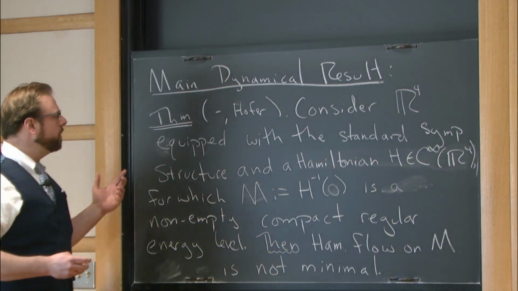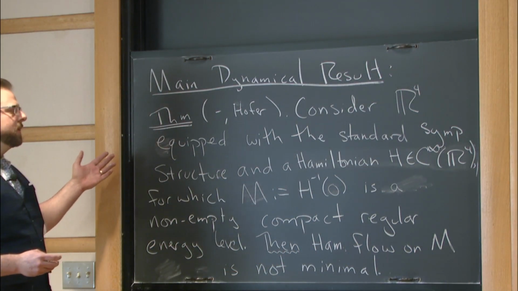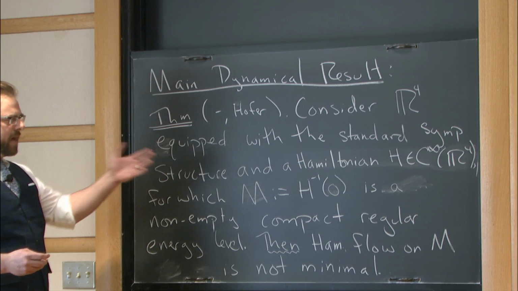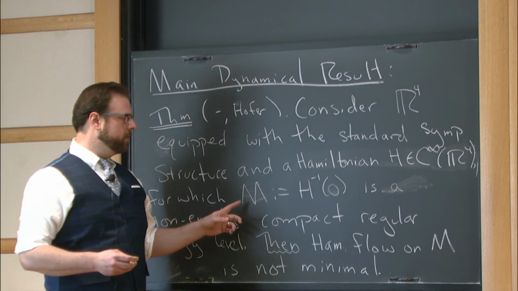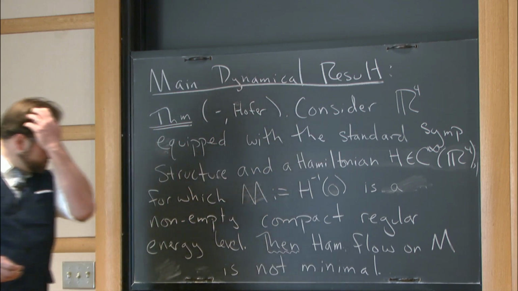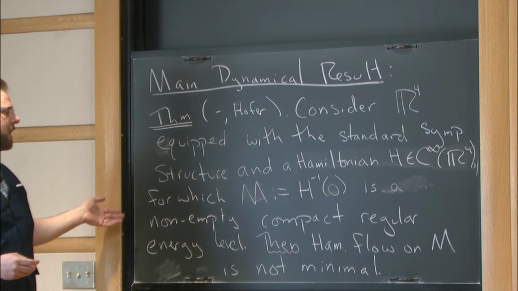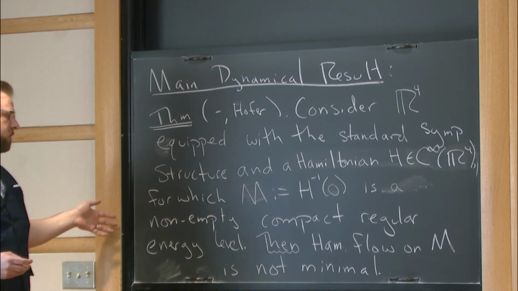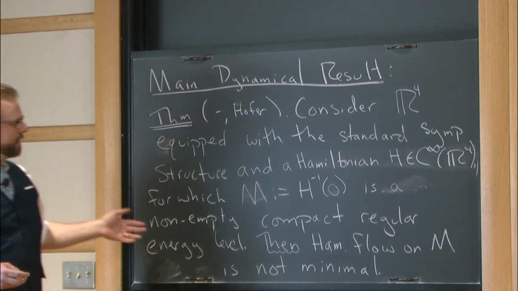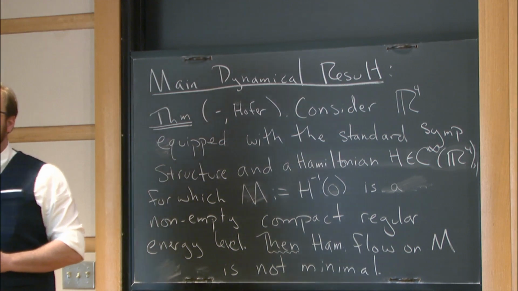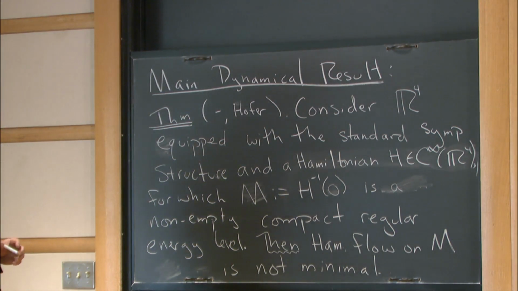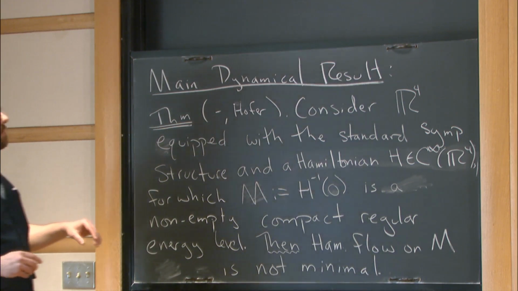Theorem: consider R4 equipped with a standard symplectic structure and a smooth Hamiltonian, for which it's the case that if we define this manifold M as H inverse of 0, we want this to be a non-empty, compact, regular energy level. Then under these assumptions, the Hamiltonian flow on M is not minimal. So let's see, I'll explain this and we'll move on in a second.